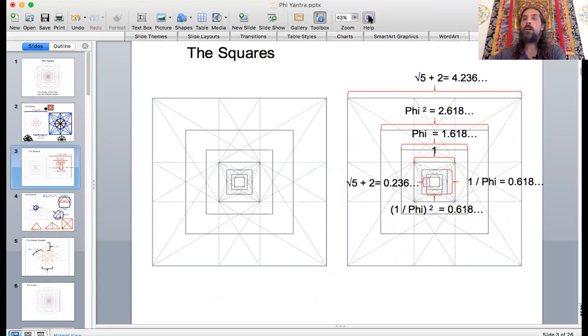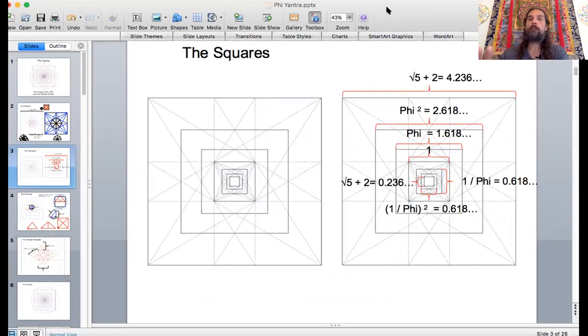So I'm going to walk through this a little bit step by step to show you the Phi relationships that exist in this pattern here.